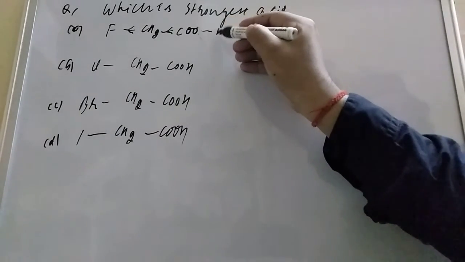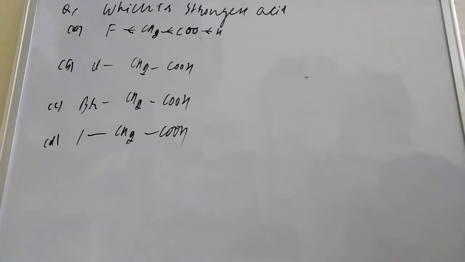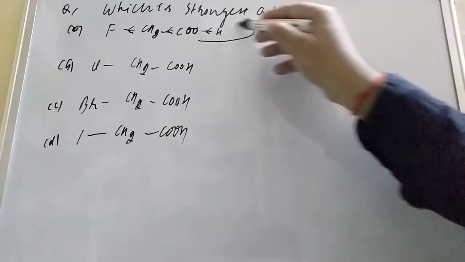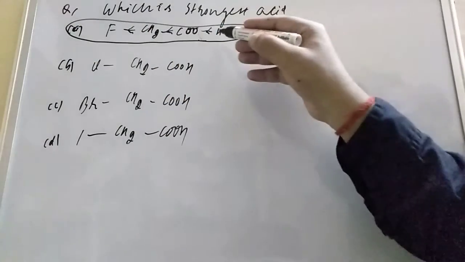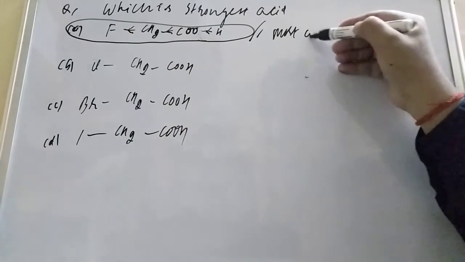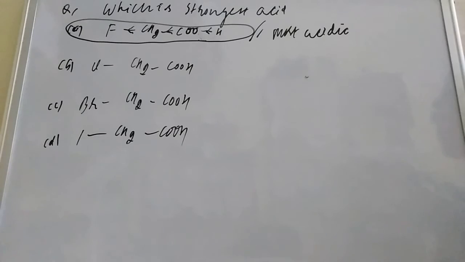So the OH bond will become weak, and if this bond becomes weak, this first option is the most acidic compared to all. Most acidic means the compound which gives the H plus ion easily.